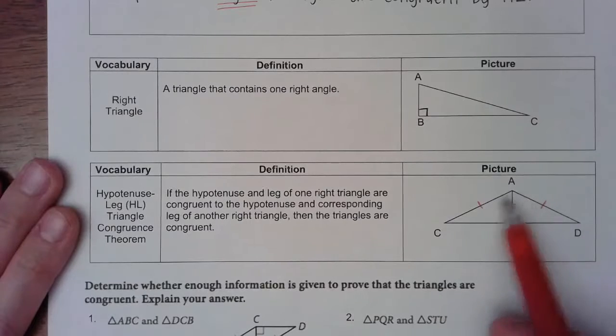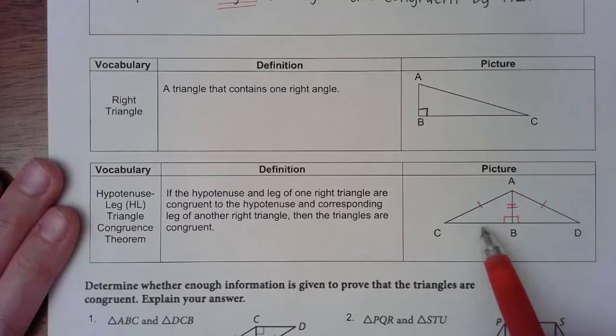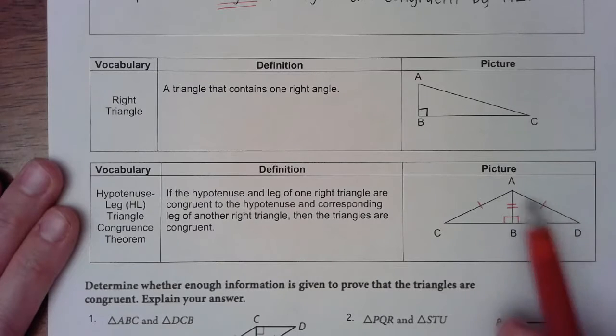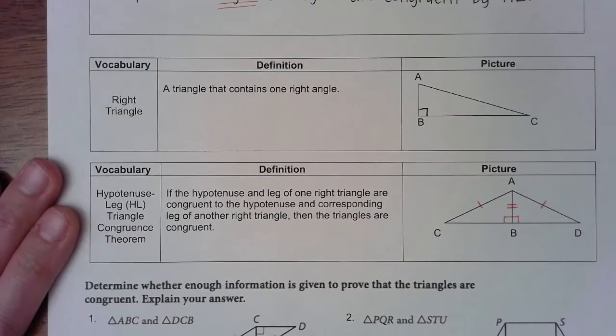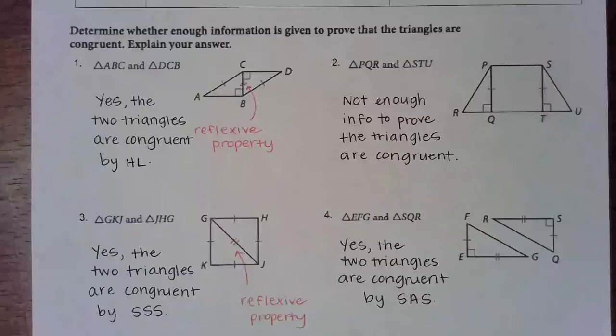So if the hypotenuse and the leg of one triangle that's a right triangle are congruent to the hypotenuse and the leg of a second triangle that also has to be a right triangle, remember, the box means it's a right triangle, that means the two triangles are congruent to each other.